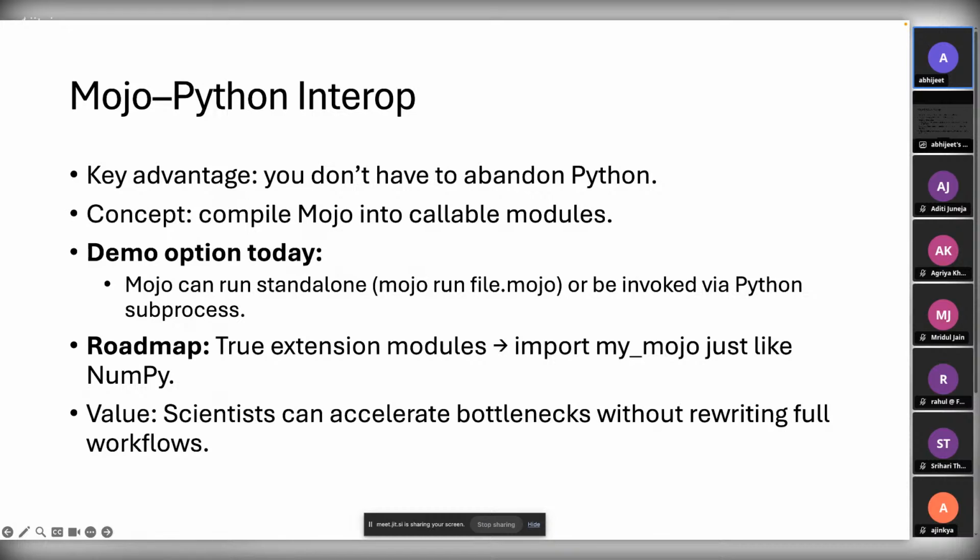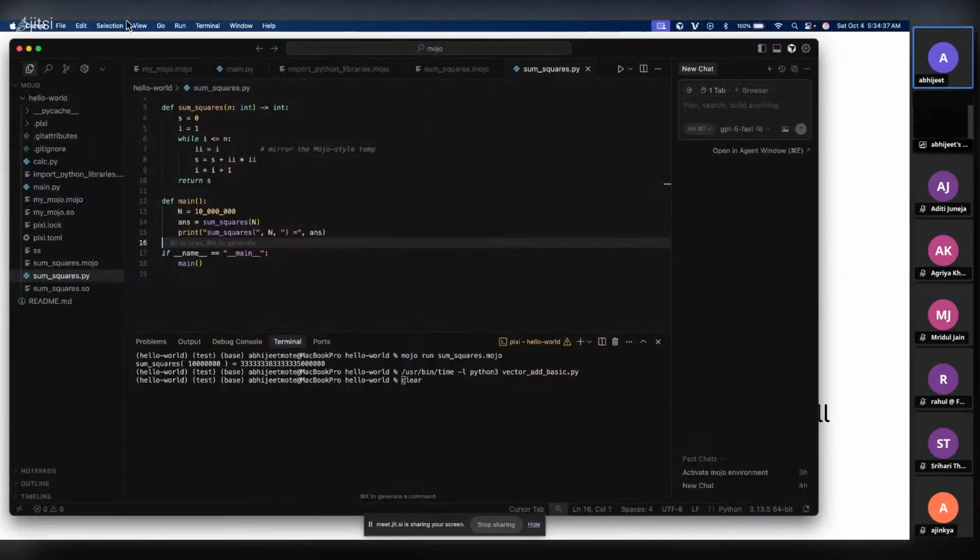Today you can still run Mojo standalone, or call Mojo binaries from Python subprocesses. That's enough to accelerate the bottleneck functions without leaving your existing NumPy or PyTorch workflows. For example, you could keep your PyTorch training loop in Python, but write a custom data pre-processing step or activation function in Mojo for speed. Let's see the example here.